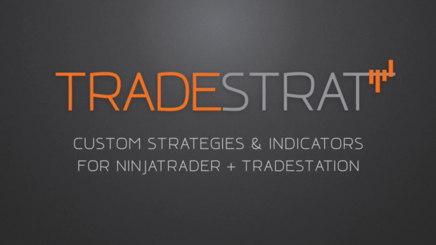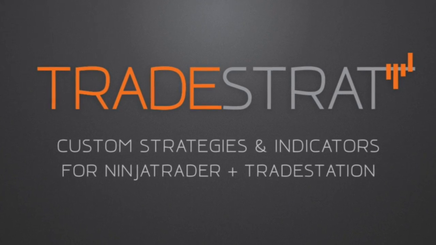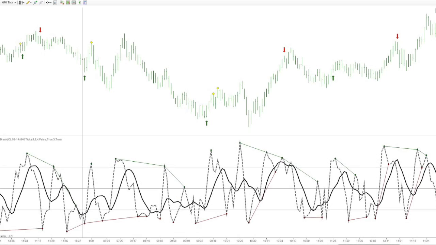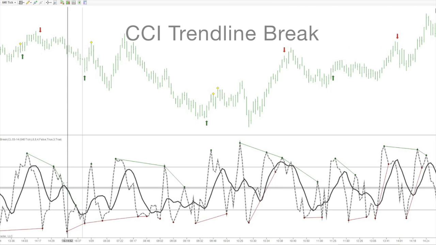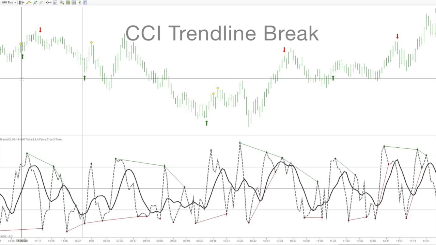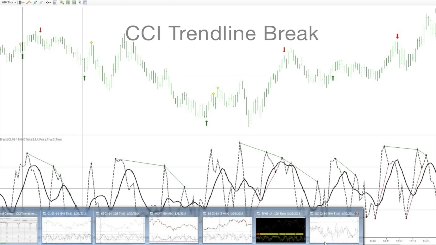This is a demonstration of the CCI Trendline Break indicator from TradeStrat. Just a quick overview, the indicator finds trendline breaks on the CCI between that and the CCI average and places up arrows or down arrows on the chart. I'm going to go over to a simpler chart to explain the mechanics behind it.